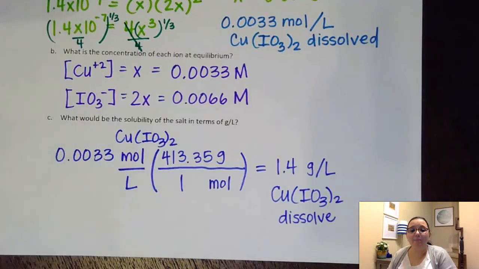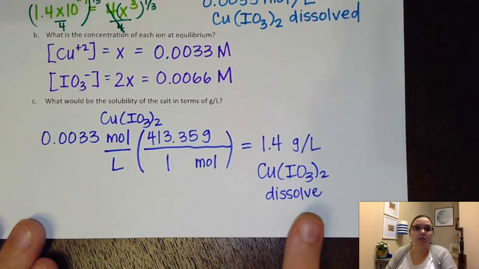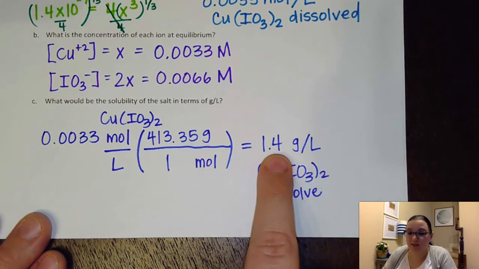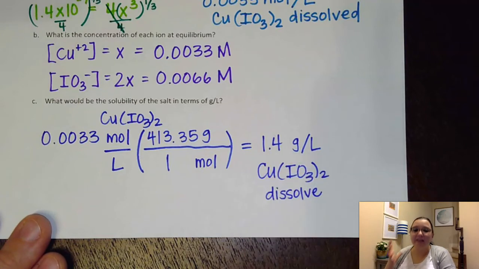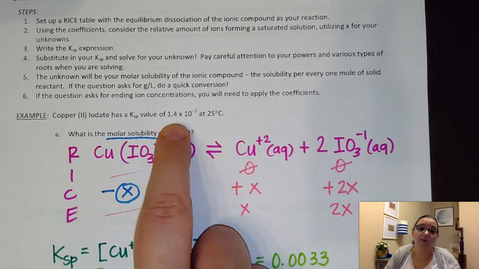So again, what that means is that if I throw copper(II) iodate into a vat of water, only 1.4 grams is going to dissolve in an entire liter of water, which is hardly anything. But again, that backs up the fact that this salt, for the most part, 99.99% of it, is insoluble. It won't dissolve. Only a very small amount of it will actually dissolve. And we could actually tell that based on having this very small Ksp value to begin with.